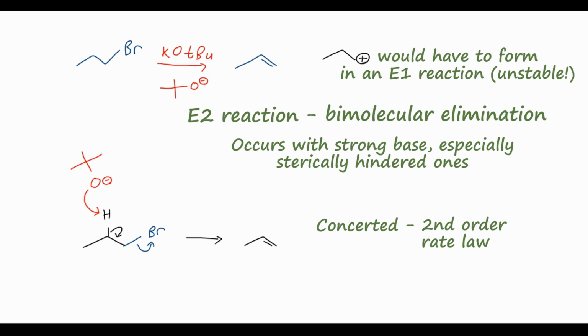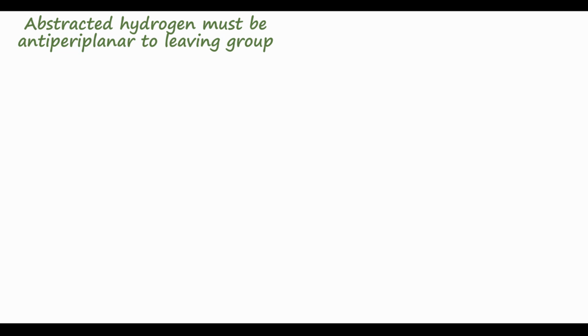Something else to take into account with E2 reactions is that the hydrogen that's coming off and the leaving group have to be what's called antiperiplanar. So that means they have to be anti to each other in that configuration in order to actually undergo the E2 reaction. So what do I mean?